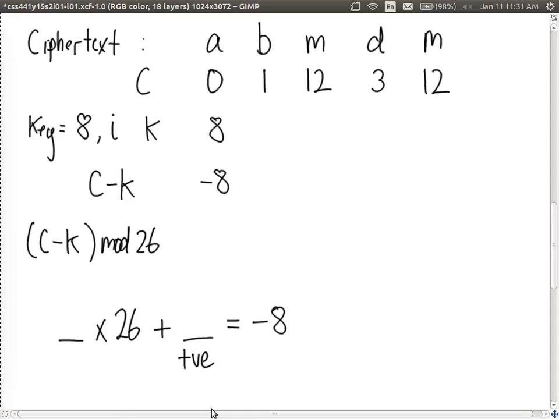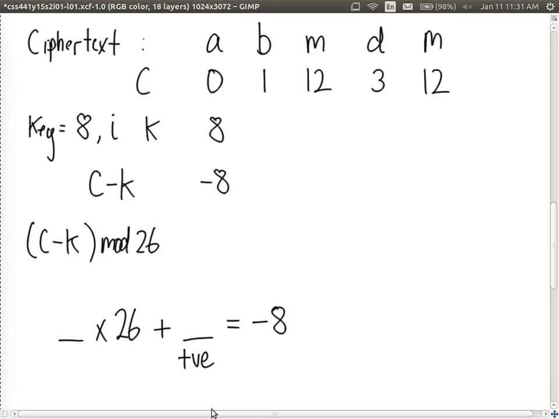Some integer, positive or negative, times 26. Why times 26? We're modding by 26. We understand mod as meaning the remainder when we divide by 26. So that's what's left over. So some integer times 26 plus something equals -8. What values could we put in there?